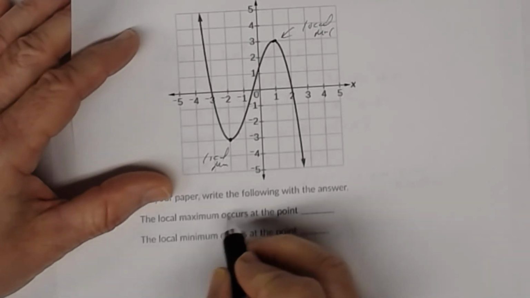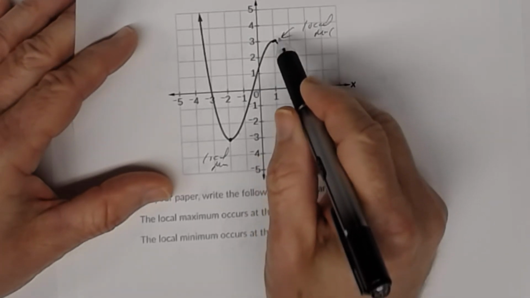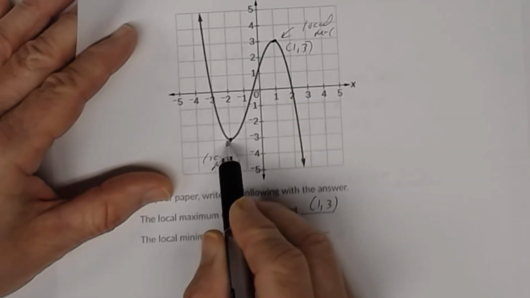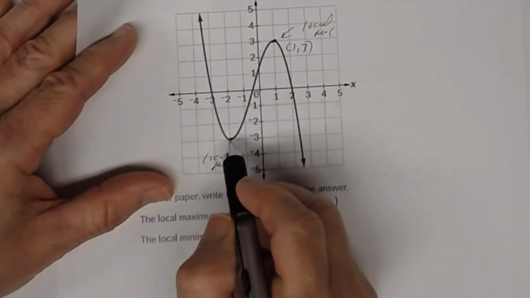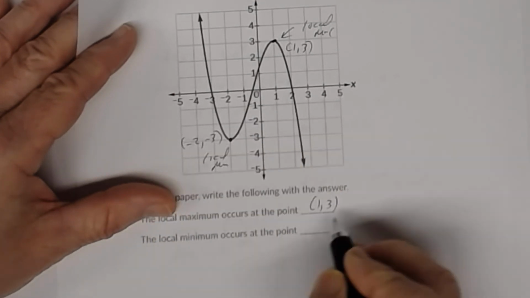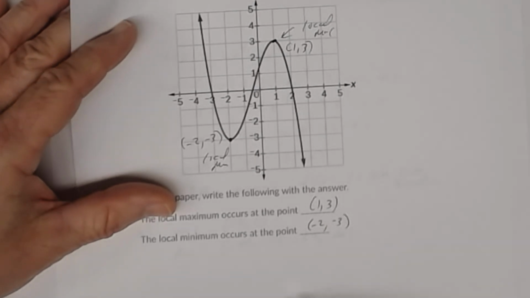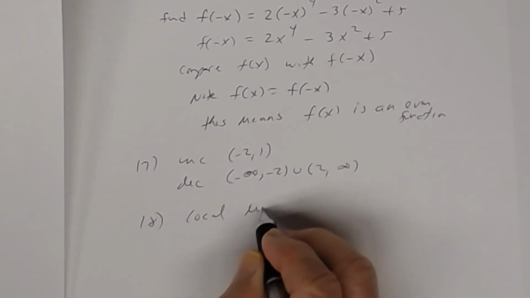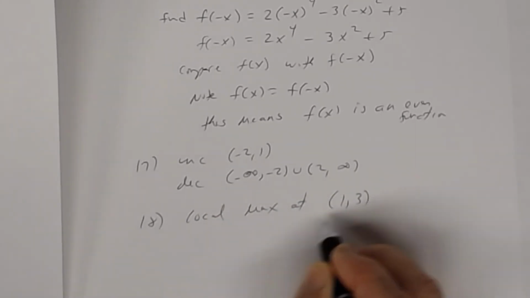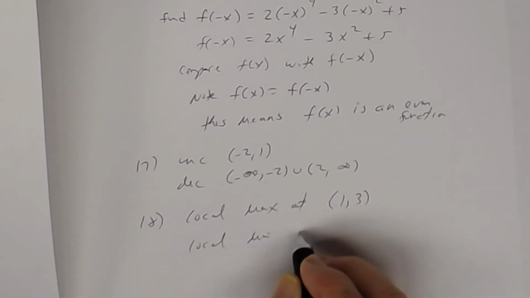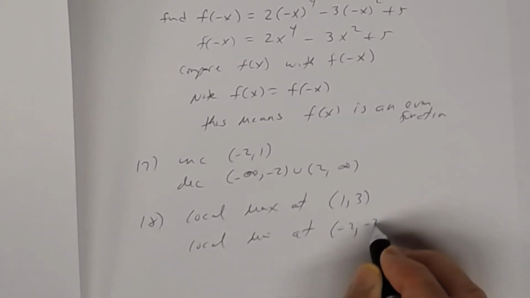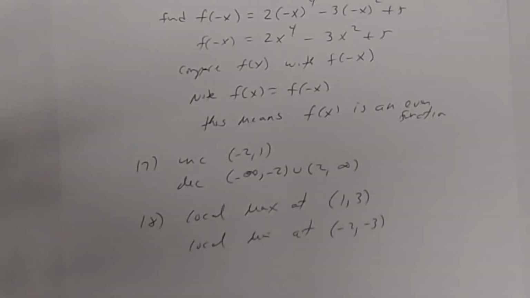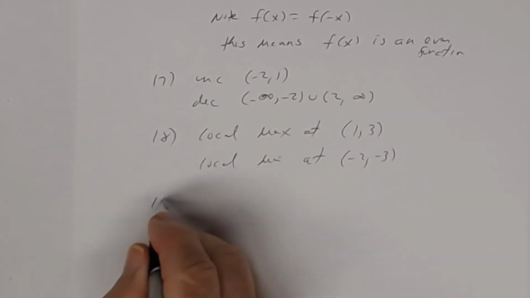The local maximum is the point 1, 3. And the local minimum is the point negative 2, negative 3. All right, so that is 18: local max at this point, local min at this point. Because it did say at the point, you have to indicate the point. All right, that's 18. And then finally, 19.